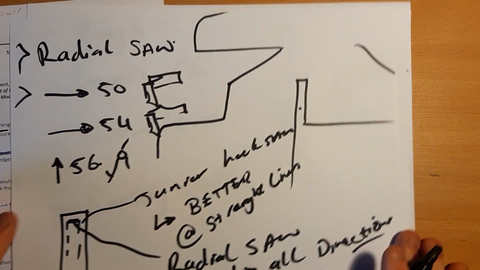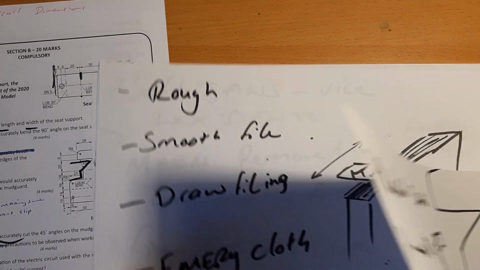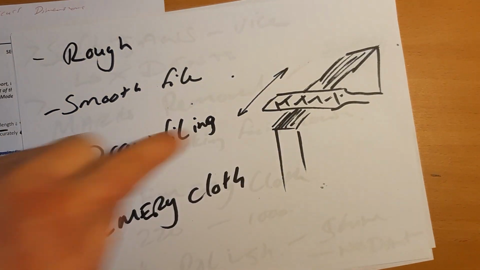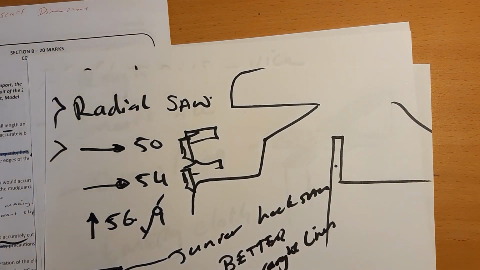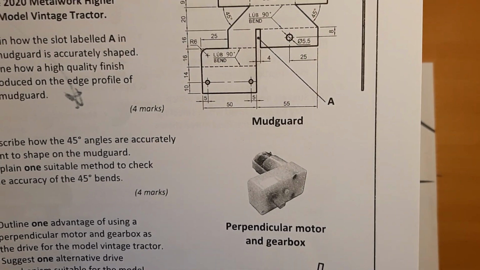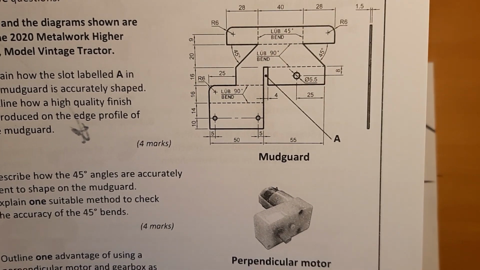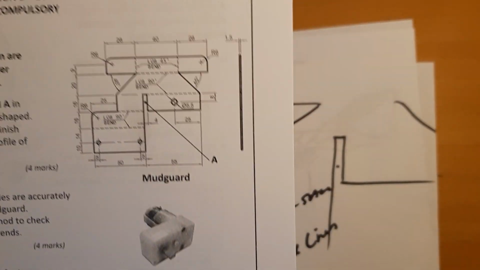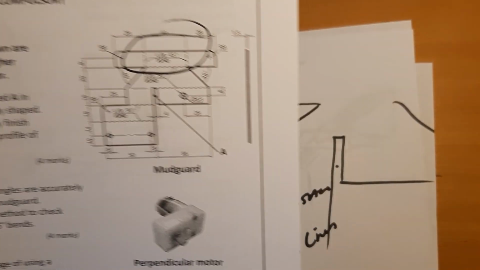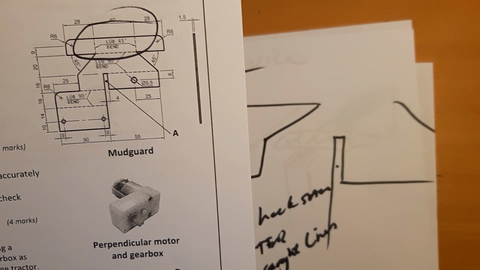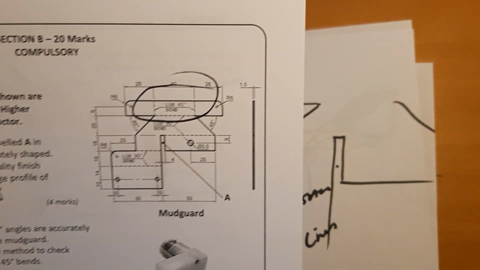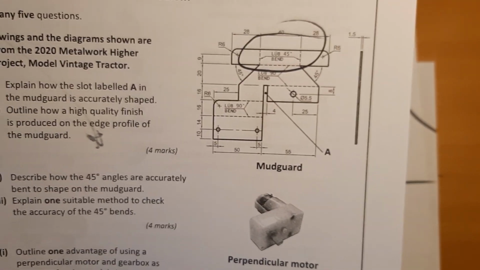Okay. Again, the next question, describe how you got things. So again, rough file, smooth file, draw file, and then emery cloth. Describe how the 45 degrees are accurately bent. Up here, sorry. How are they accurately bent? Again, the folding machine or bending machine couldn't really be used to bend that.